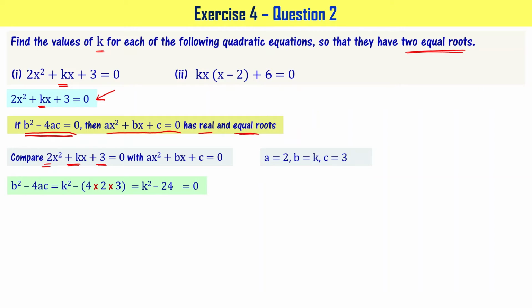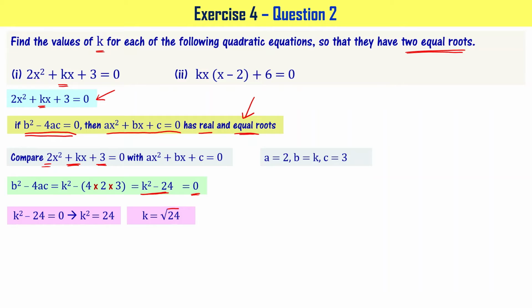If you want to have two equal roots, then b square minus 4ac, that is k square minus 24, has to be equal to 0. Now we have to find the value of k from this equation. k square minus 24 equal to 0 can be written as k square equal to 24, right? So I can write k equal to square root of 24.